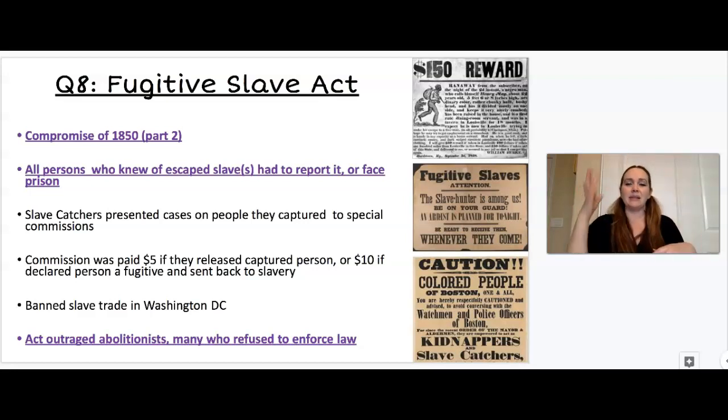Despite the fact that the South gets some wins here and the North gets some wins here, the South didn't get it all their way. It wasn't their way or the highway. They're ticked, they're outraged, and they pretty much refuse to enforce any of the laws that didn't benefit them from the compromise. Okay. All right.